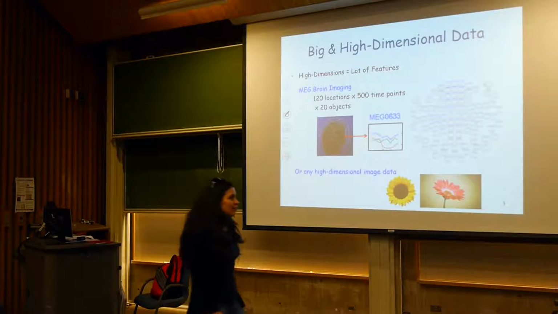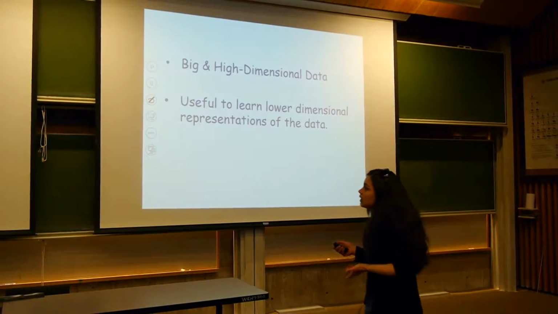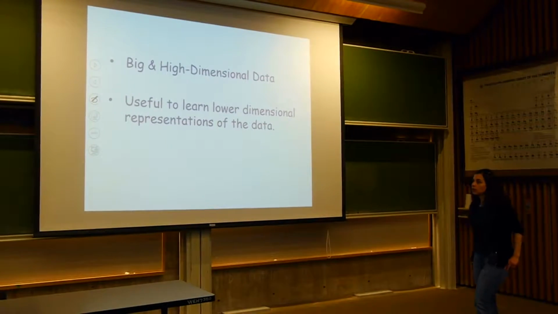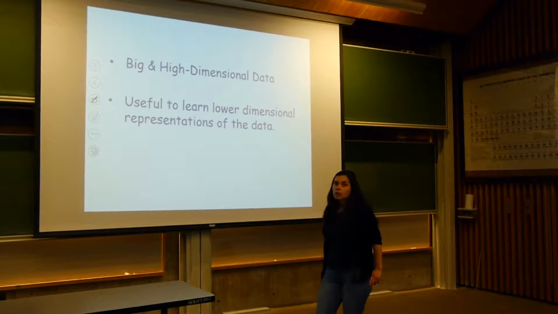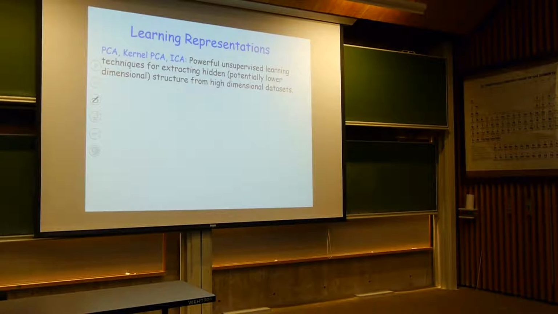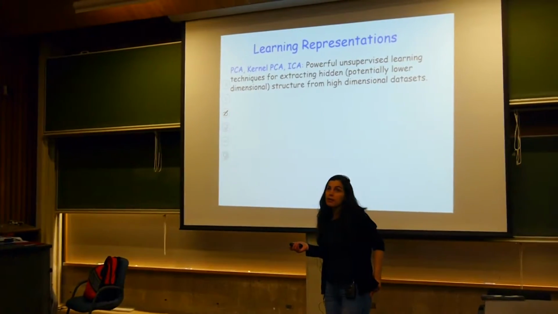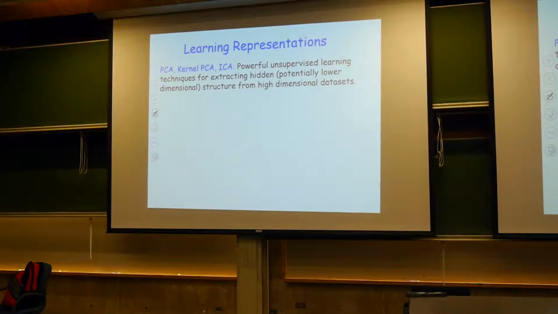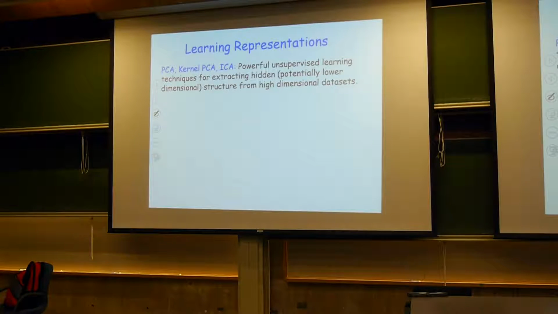So basically, in the modern age, we have a massive amount of data, and often the data is really high dimensional. And so in this context, it's useful to try to learn some insightful but lower dimensional representation of the data. This is exactly what we're going to talk about today. The topics that we're going to cover are PCA, kernel PCA, and ICA. These are powerful unsupervised learning techniques for extracting hidden, potentially lower dimensional structure from high dimensional data sets. And why would this be useful?